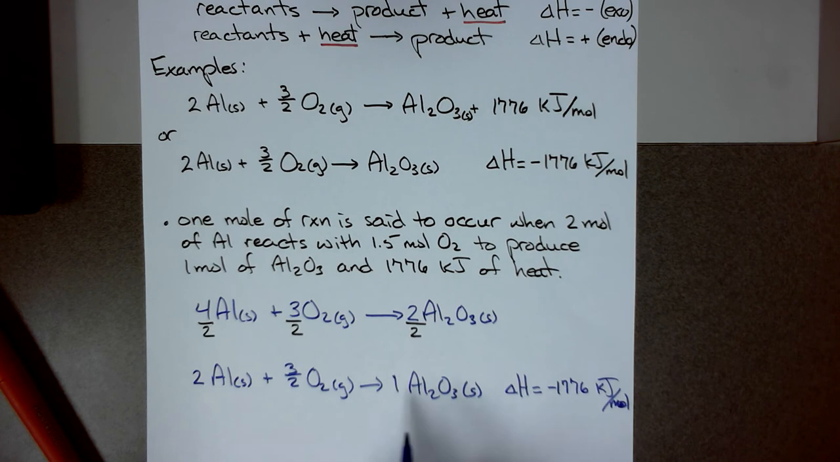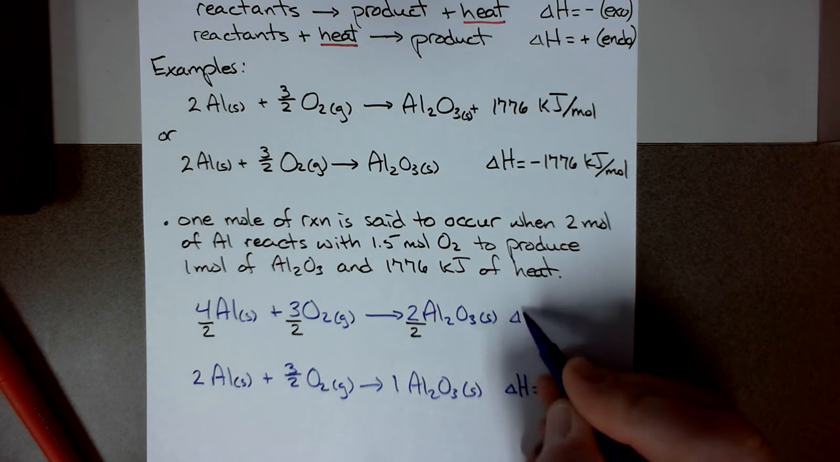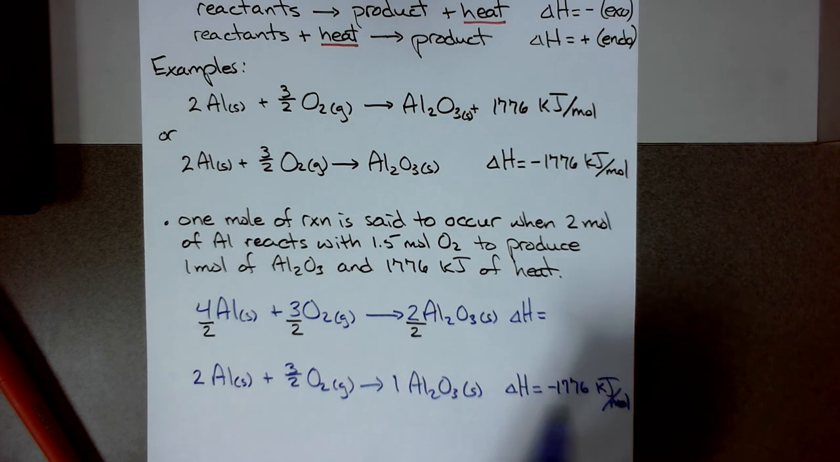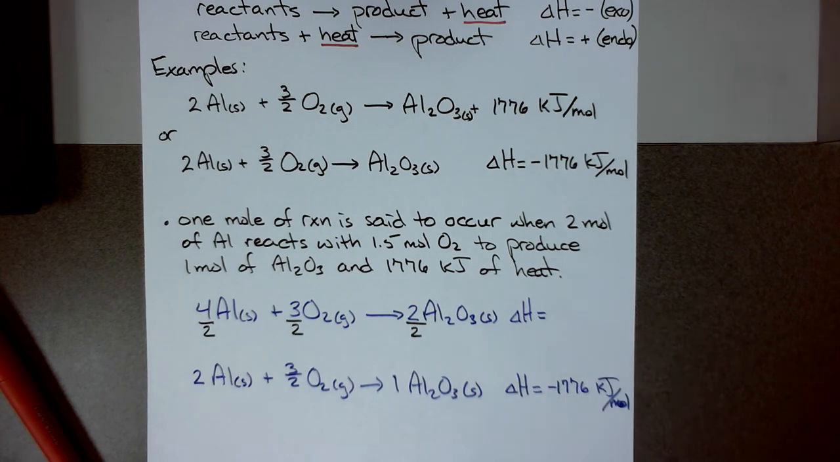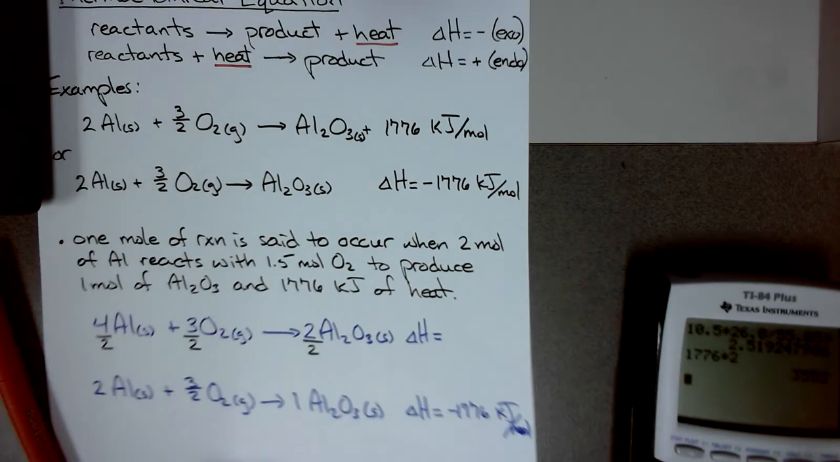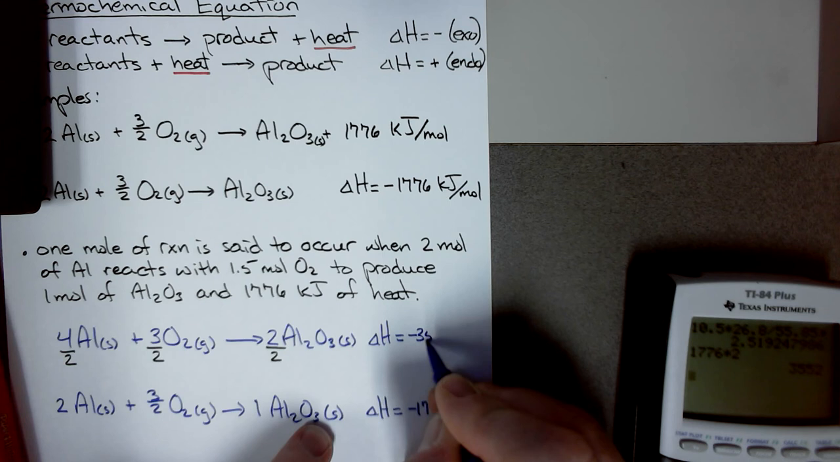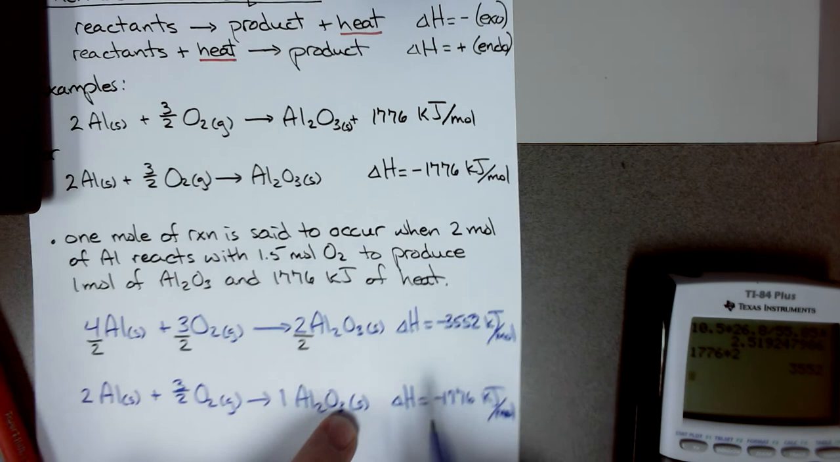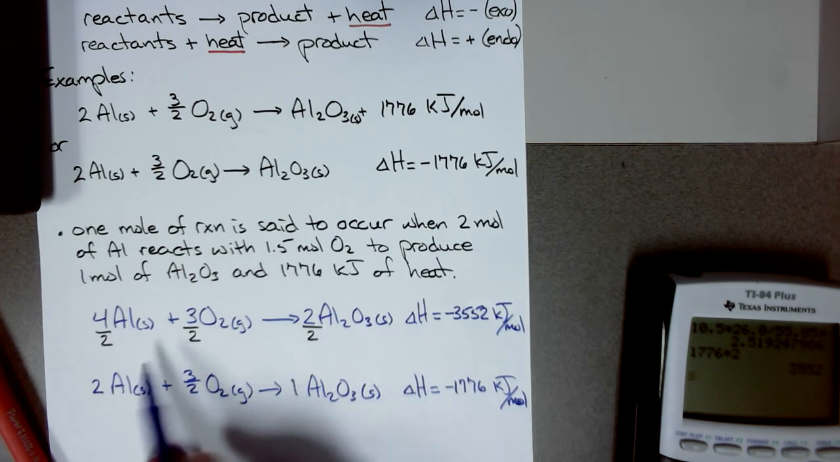Okay, and in this case per 1 mole of product produced. Now if I were to write the delta H up here for the balanced reaction without dividing, then I would have to double this, and so double 1776, this would be a negative 3,552 kilojoules per mole based on this reaction before you divide by 2.